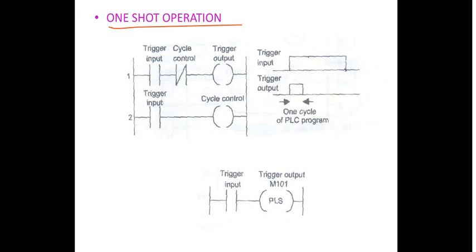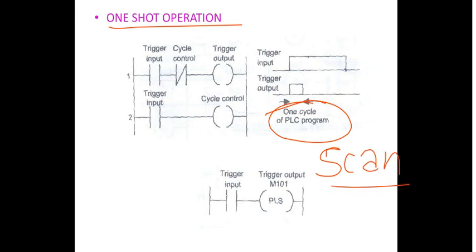Now before the one shot operation from the point of view of the internal relays, first let us see this example, which will give us an idea about what exactly a one shot operation means. Here you have two rungs. When the trigger input occurs, it will definitely give a trigger output. Let us not worry about what exactly this trigger input is; it may correspond to some action which triggers some output.